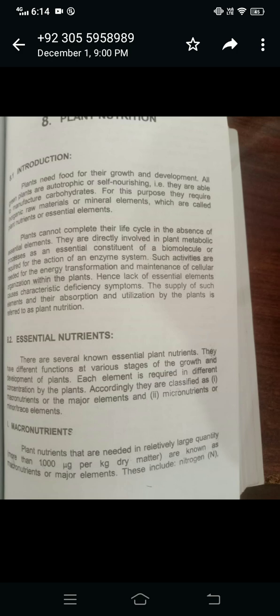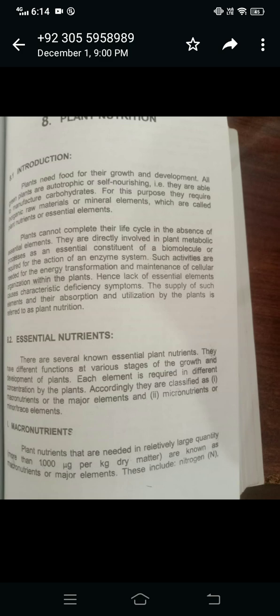Essential nutrients. There are several known essential plant nutrients. They have different functions at various stages of growth and development of plants. Each element is required in different concentrations by the plant. Accordingly, they are classified as macronutrients, which are major elements, and micronutrients, which are minor elements.